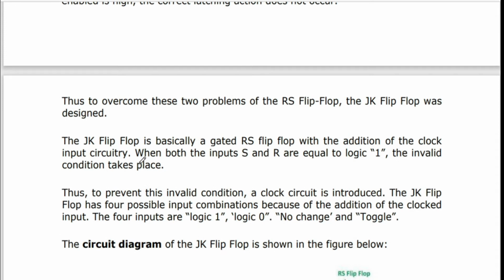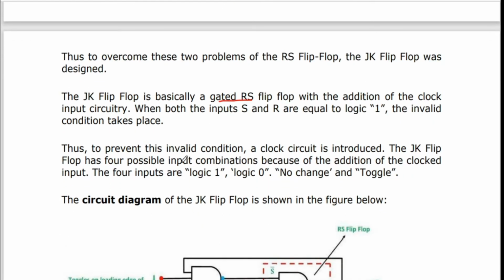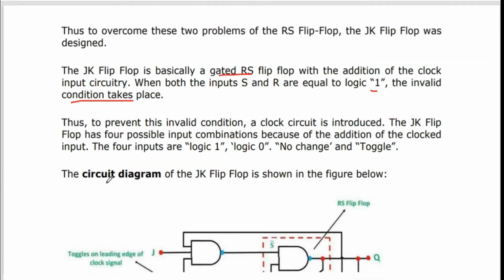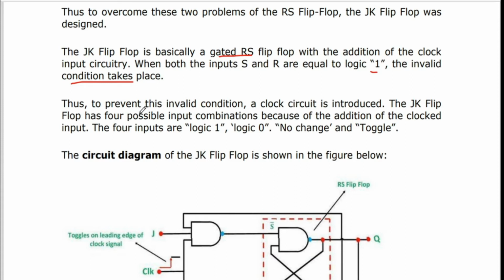So the JK flip-flop is basically a gated RS flip-flop with an additional clock input given to the circuitry. When both the inputs S and R are equal to logic 1, the invalid condition takes place. To prevent this invalid condition, a clock circuit is introduced.